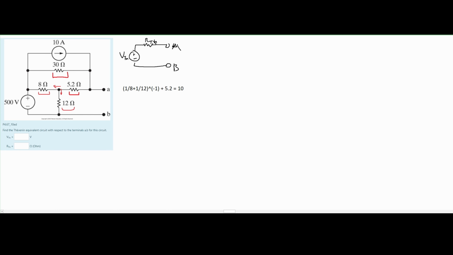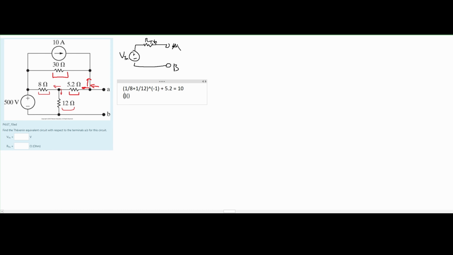We also have a 30 ohm resistor right here. Our 30 ohm resistor and our 5.2 ohm resistor are in parallel. We can see this if we draw a current this way. Some of it's going to go this way, and the rest of it is also going to go this way. So they are in parallel. We have to find the resistance once we combine them.